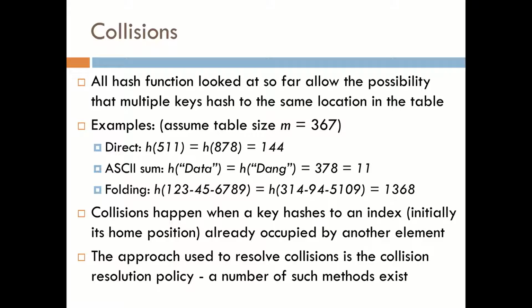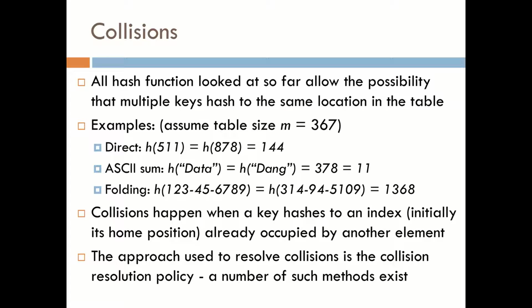Finally, let's take a look at a folding example. You might think that that would keep us from being in this difficult situation, but it does not. So if I hash, for instance, social security number 1, 2, 3, 4, 5, 6, 7, 8, 9, and I hash a totally different social security number that almost has no relation that we could look at and say those things look close, so the social security number 314945109, these two different social security numbers, using folding, would sum to 1368. And if we mod it by the table size M, 367, they would come up with the same index value as to where to be stored.